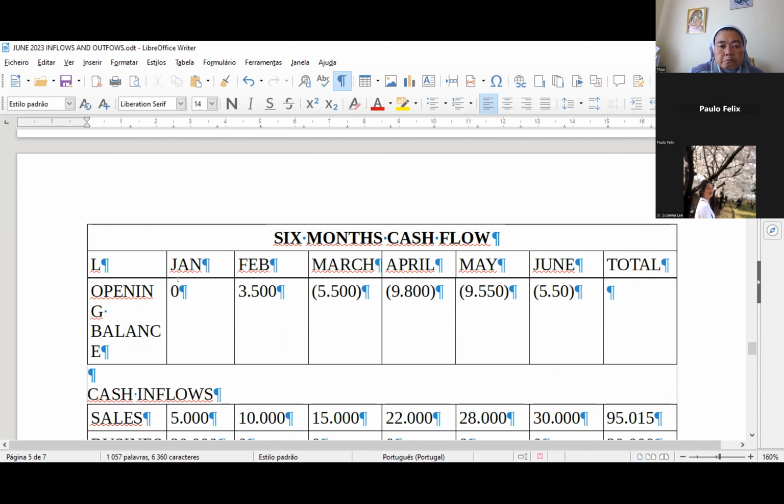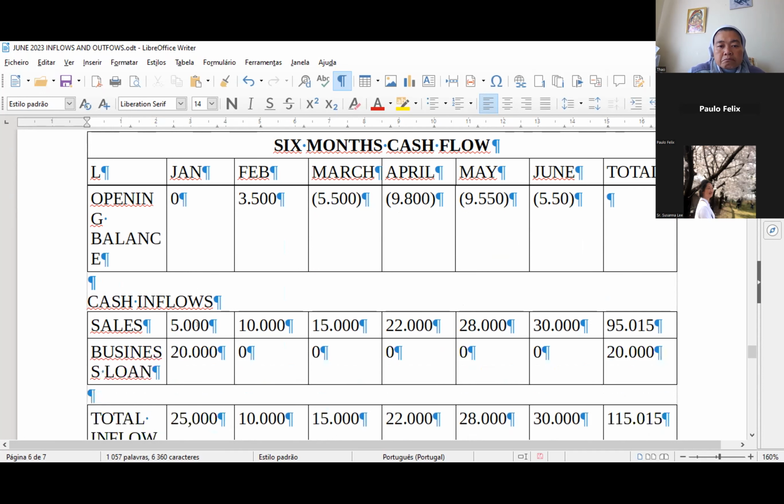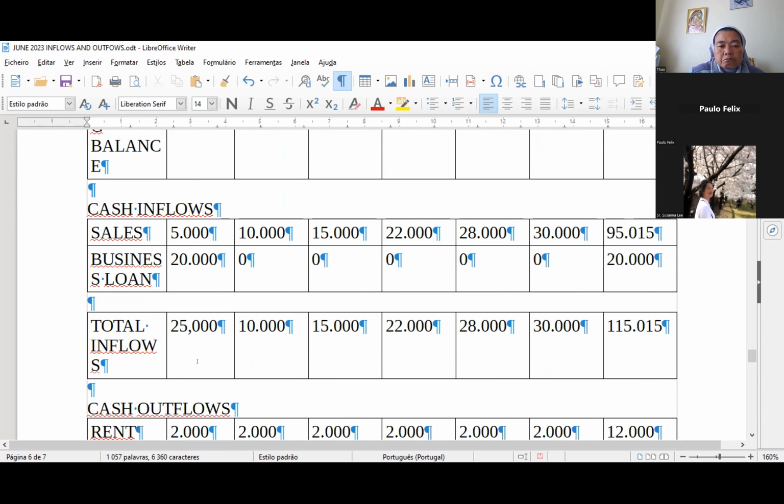So, for example, you had the opening, so you began in January 2021 with 0 rands in your account, but you have sales of 5,000, so you sold something, and then on business loans someone paid you 20,000, so it comes to a total income of 25,000, or total inflows of 25.